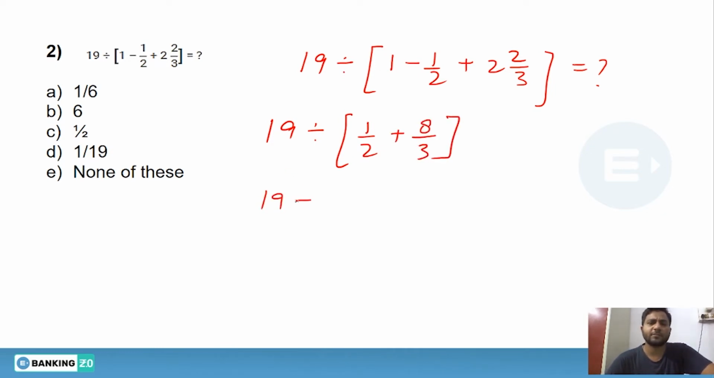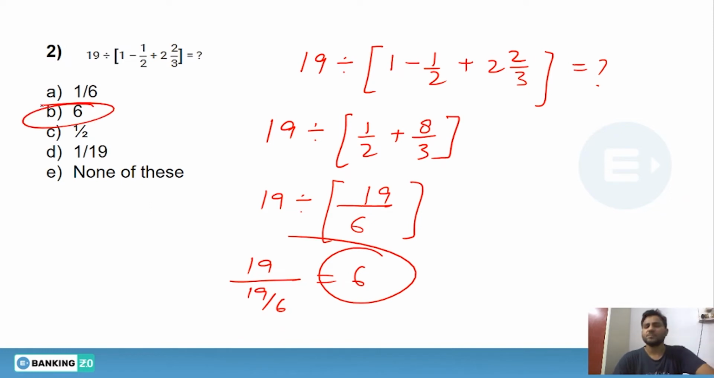When you solve this, you will know that the LCM would be 6 and 3 and 16, 19. As you know that 19 divided by 19 by 6, that means your answer will become 6. So this was the way of solving a fractional question.